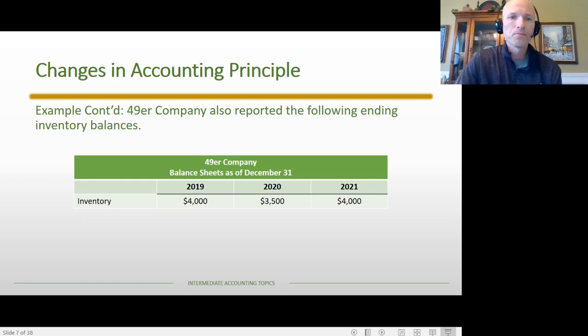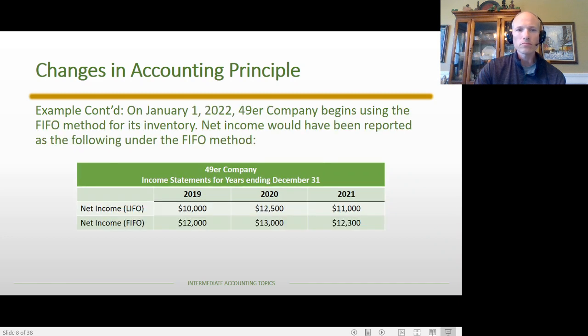So good question. As far as the inventory balances, there are these 3 inventory balances in 2019, 2020, and 2021: 4,000, 3,500, and back to 4,000. And so, again, this is all using LIFO. Then they decide we're going to change to FIFO. And so on January 1st, 2022, they make this transition to FIFO. There could be any number of reasons they might make the change. They'd have to disclose those reasons. But they're just making this change.